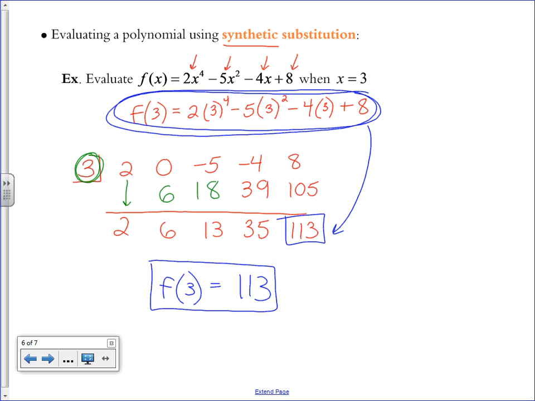So when you're asked to use synthetic substitution, use this process. Do not plug in the number and take all the time to do it on a calculator. So you gotta get used to using this process. It's going to come up a lot when you're investigating polynomials in future sections. And that is all.